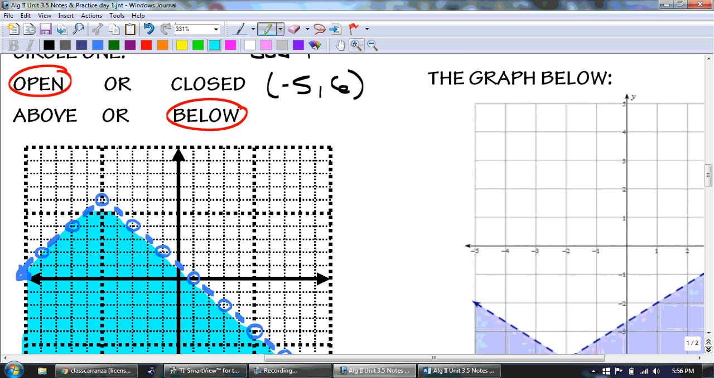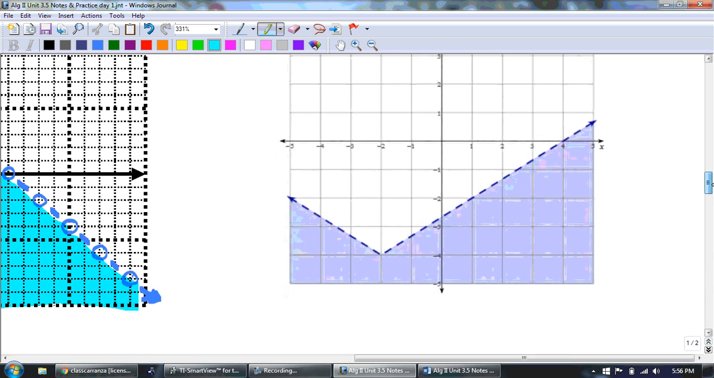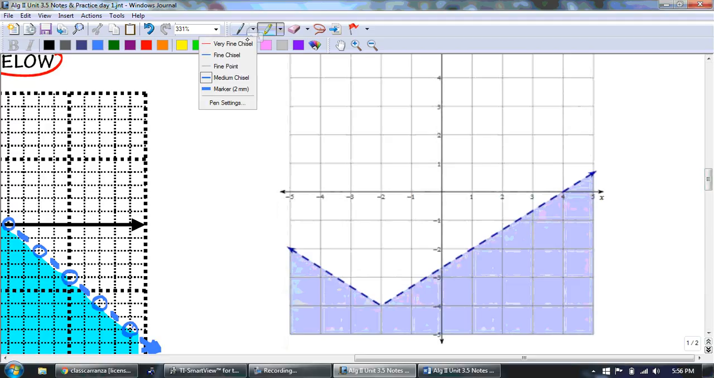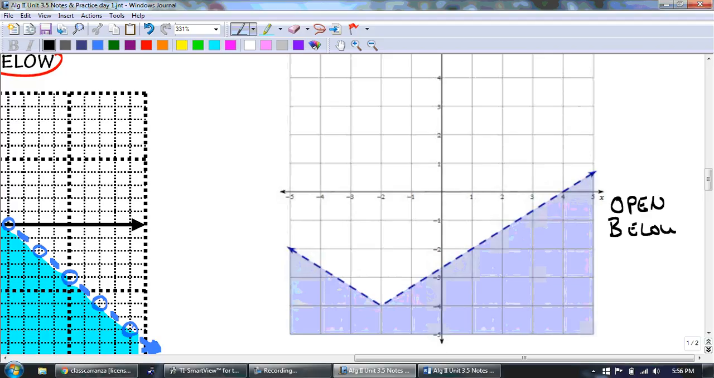Writing the inequality. So when we're writing the inequality, we should be asking ourselves the same thing. Is it above, or is it open or closed points? Okay, I know they're open because it's a dashed line. Did we shade above or below? We shaded below, and if it's open and below, that means they use the less than symbol. Okay, so the next thing we need is we need the vertex right here. Okay, what's my vertex?